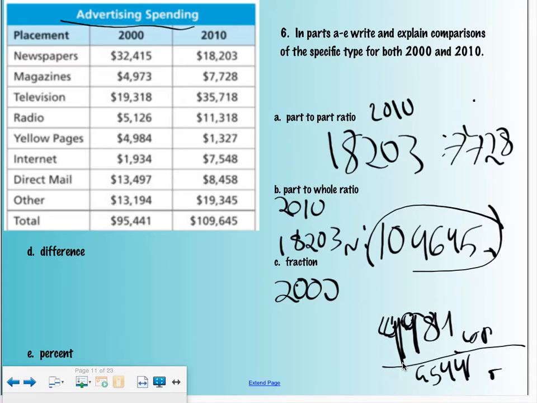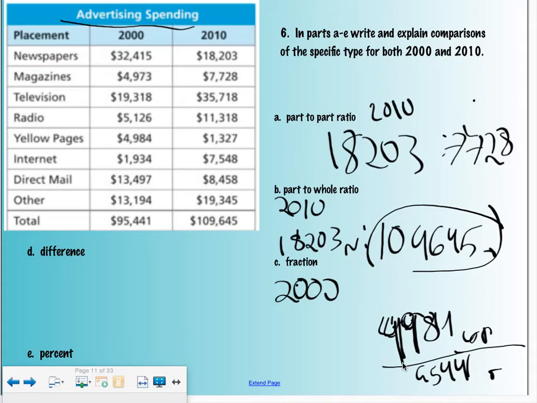We picked yellow pages over total. And if you look, the specific fraction we picked was kind of like a part to whole ratio. So pick your comparison, be able to talk about it. Any questions? I'm going to move on to some other ones. Yeah? Difference.